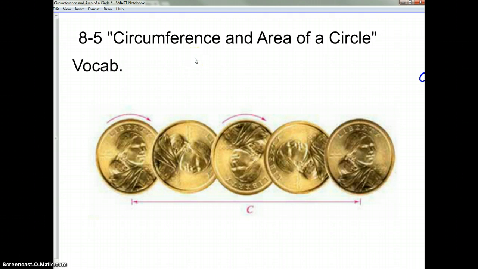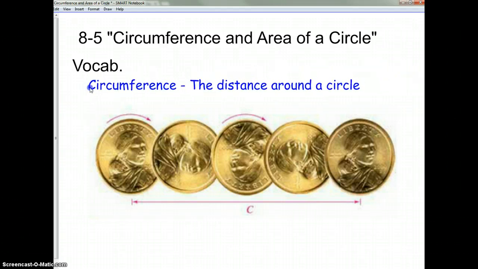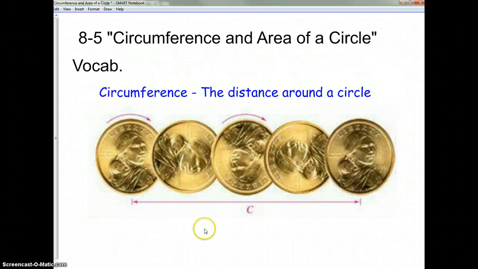First of all, we have to get some terminology out of the way, some vocab. Circumference is basically just the perimeter of a circle. See how this coin is going around? Well, we roll it until it faces the same direction as it did at the beginning, and that distance from there to there would be our circumference, the distance around a circle. A lot of people would like to say perimeter of a circle, but we have a specific name for that, and that's called the circumference.